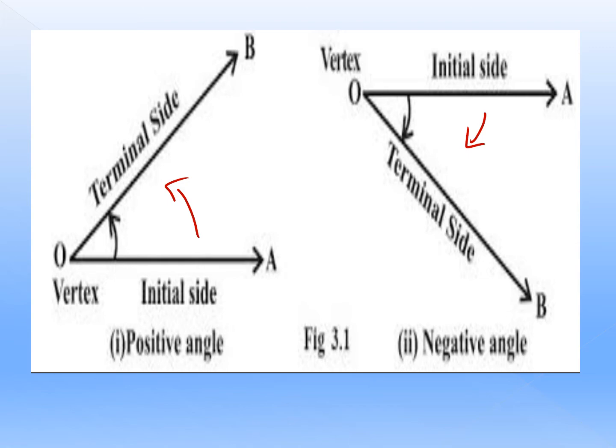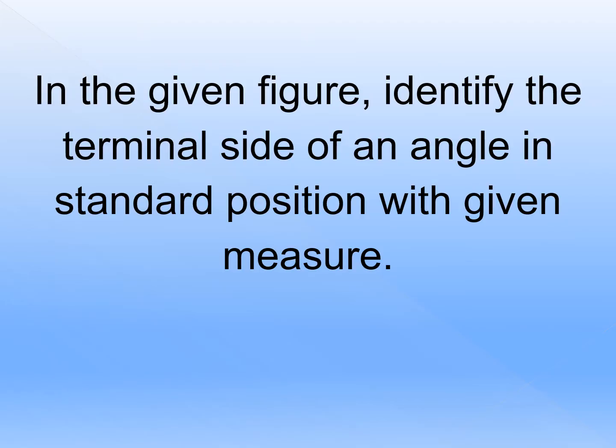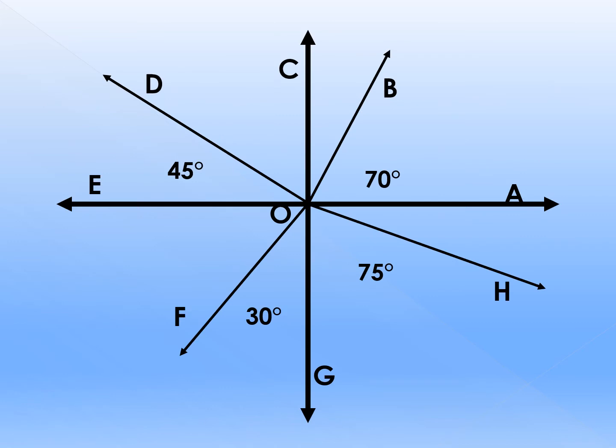Let's try an example. In the given figure, we need to identify the terminal side of an angle in standard position with a given measure. This is the illustration. What are we going to do? We're going to complete the measurement of the given angles. So we need to find angle BOC. Since angle AOB is equal to 70 degrees and angle AOC is perpendicular, therefore it is equal to 90 degrees. Therefore, 90 minus 70, we have 20 degrees.